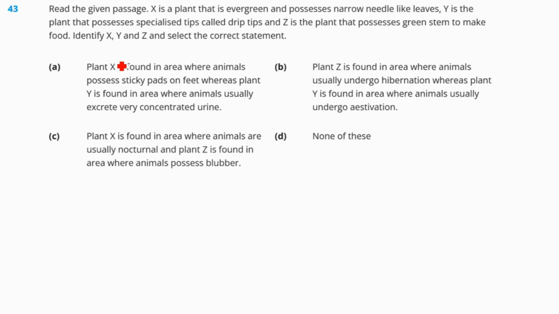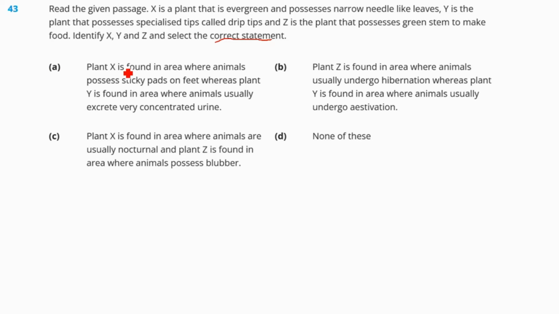So we can understand that X is a plant that is evergreen and possesses needle-like leaves. So this is generally the deciduous plant. Y has the drip tips. So these are generally the conifers. And Z has green stem to make food, can be the desert plants, the cacti. Okay. Let's see. We have to find the correct statement.